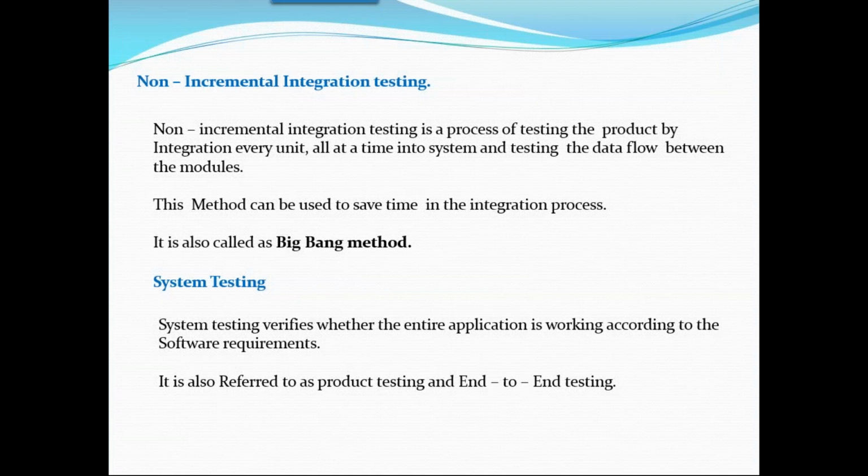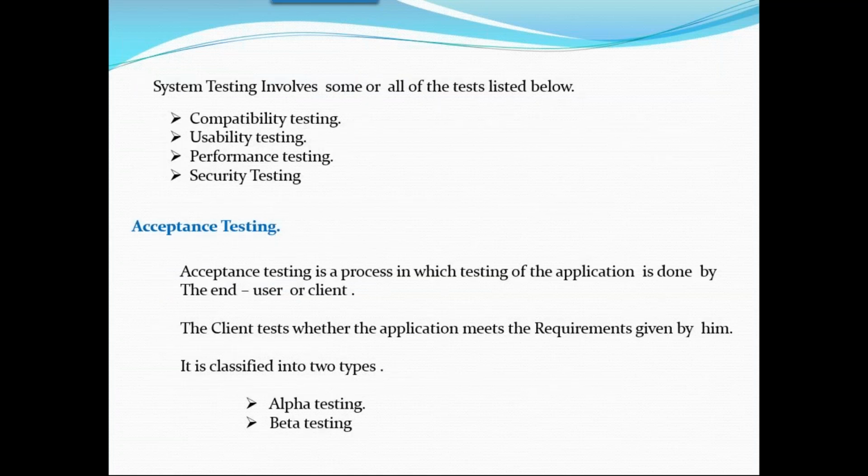What does system testing mean? System testing verifies whether the entire application is working according to the software requirements. I told you, right? We need to check whether it is working as per the given requirements. It is also referred to as end-to-end testing, E2E testing, or product testing. All of that comes under system testing.